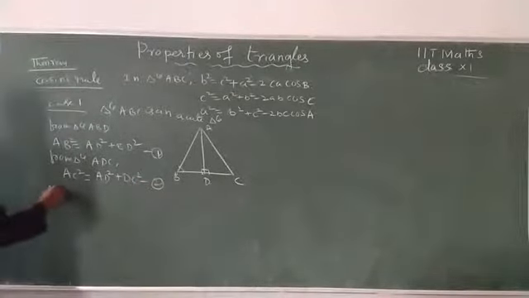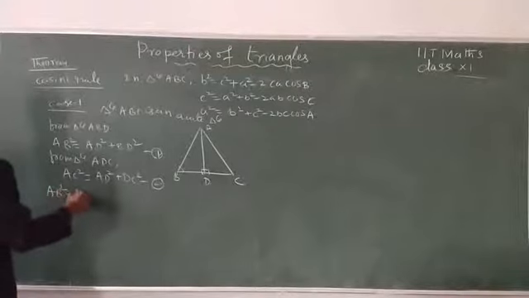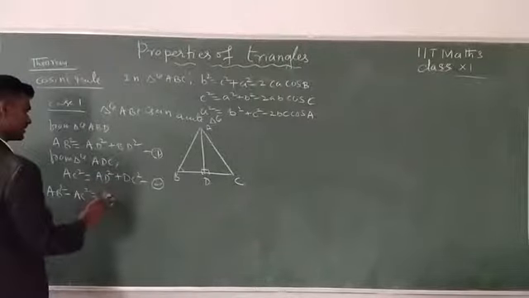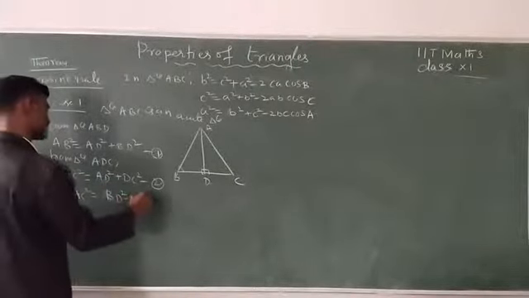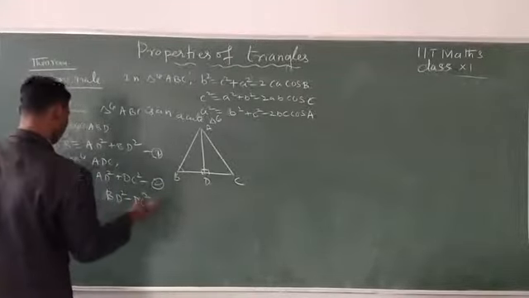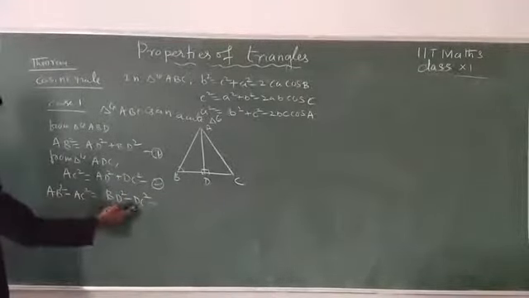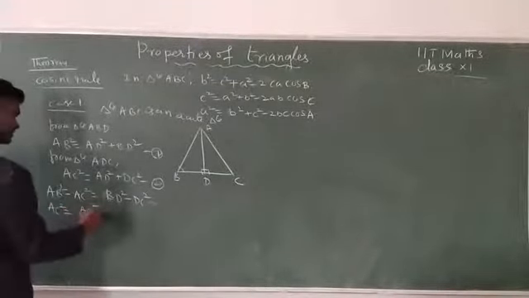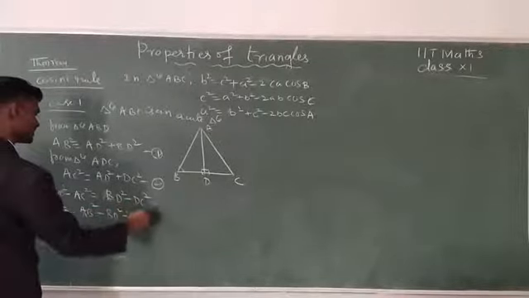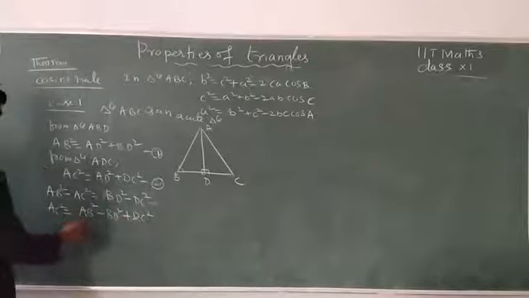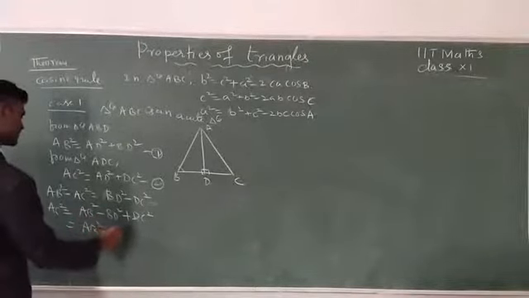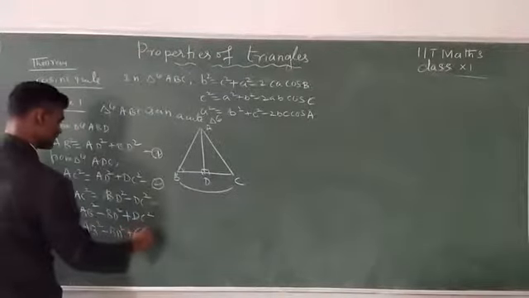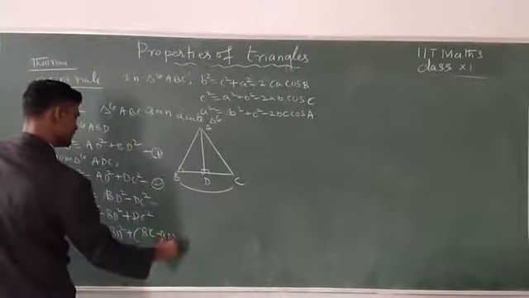See here, AB square minus AC square is equal to, here AD square cancels, this AD cancels. Now BD square minus DC square. Now AC square is equal to AB square minus BD square plus DC square. Now see here, AB square minus BD square plus DC, written as BC minus BD, whole square.